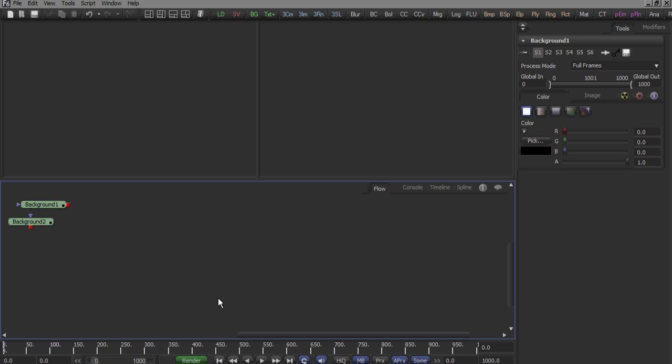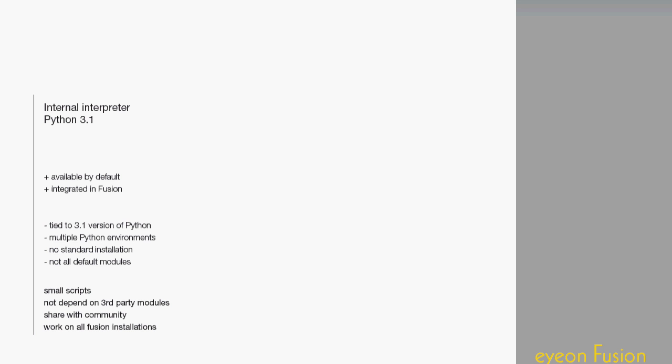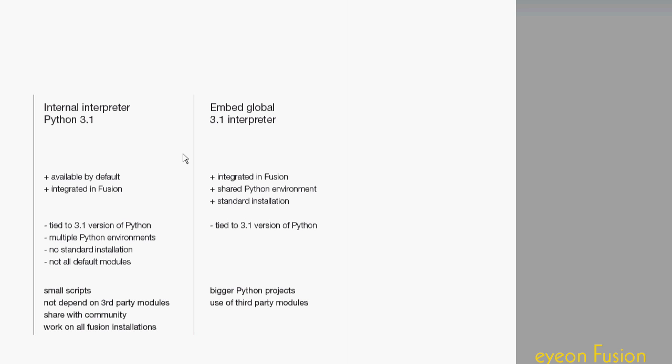So now we have seen 3 methods to connect to Fusion with Python. To recap, I'd say the internal interpreter is great because it's available by default and it's integrated into Fusion. But it's tied to version 3.1 of Python. Also, you will have to have multiple Python environments if other applications rely on Python, because this embedded Python environment is not a standard installation, and it doesn't have all default modules. Use the internal interpreter if you have small scripts which don't depend on third-party modules, and you want to share the scripts with the community, because scripts which will work in your embedded Python interpreter will work on all Fusion installations.